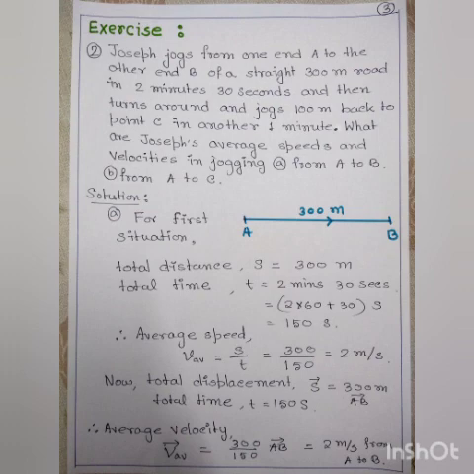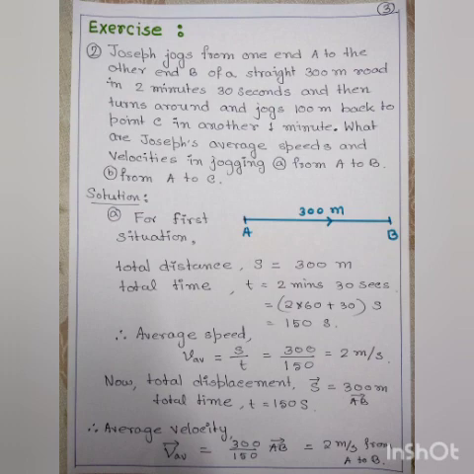What are Joseph's average speed and velocity in jogging, option A from A to B and option B from A to C? Now let us consider our first situation, while Joseph jogs from A to B. For the first situation, total distance s equals 300 meter and total time is 2 minutes 30 seconds. Convert it into seconds and it will be 150 seconds. So average speed, we know the formula is total distance by total time. So v average equals s by t. So s is 300 here and time is 150.